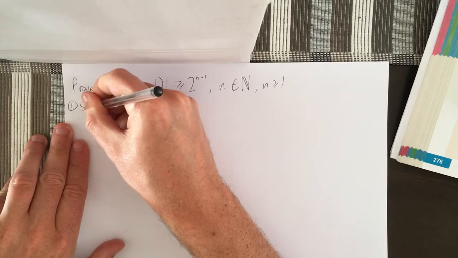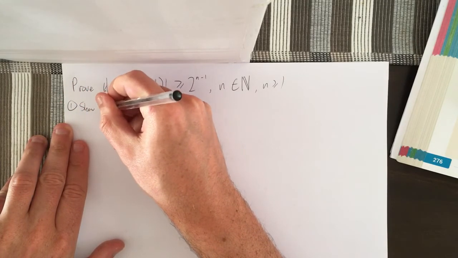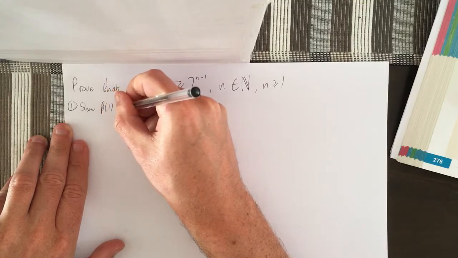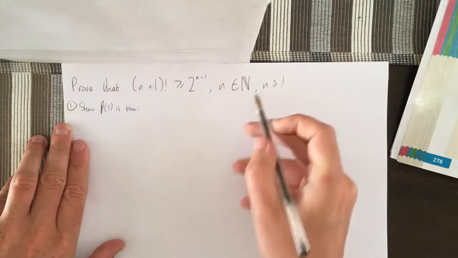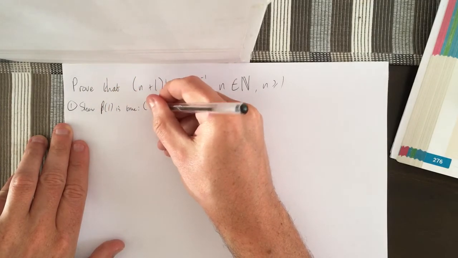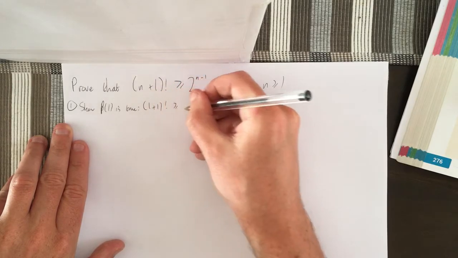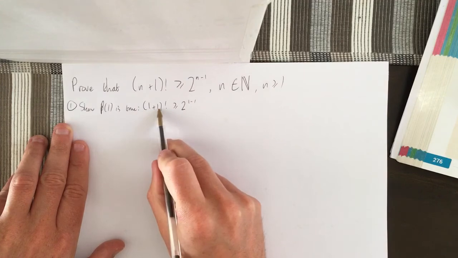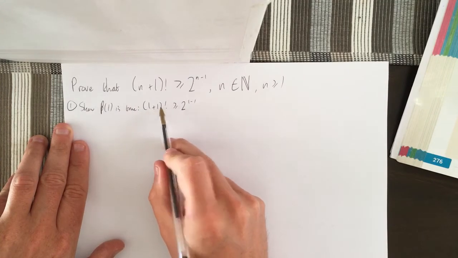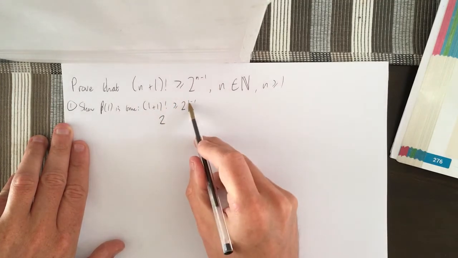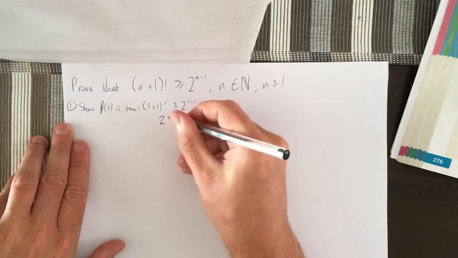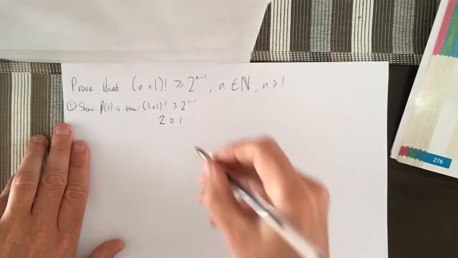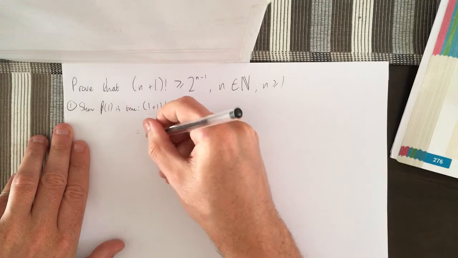Step 1, show P1 is true. So n is 1 here. That would be (1+1) factorial is greater than or equal to 2 to the power of 1 minus 1. The (1+1) factorial is 2 factorial, which is 2 multiplied by 1, which is 2. 1 minus 1 is 0. 2 to the power of 0 is 1. Is 2 greater than or equal to 1? Yes, it is. Therefore, P1 is true.